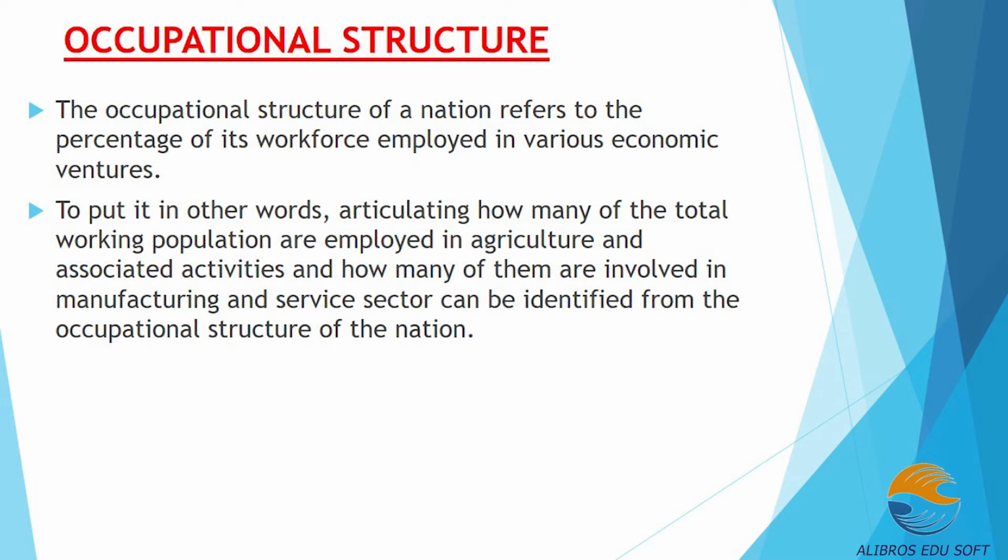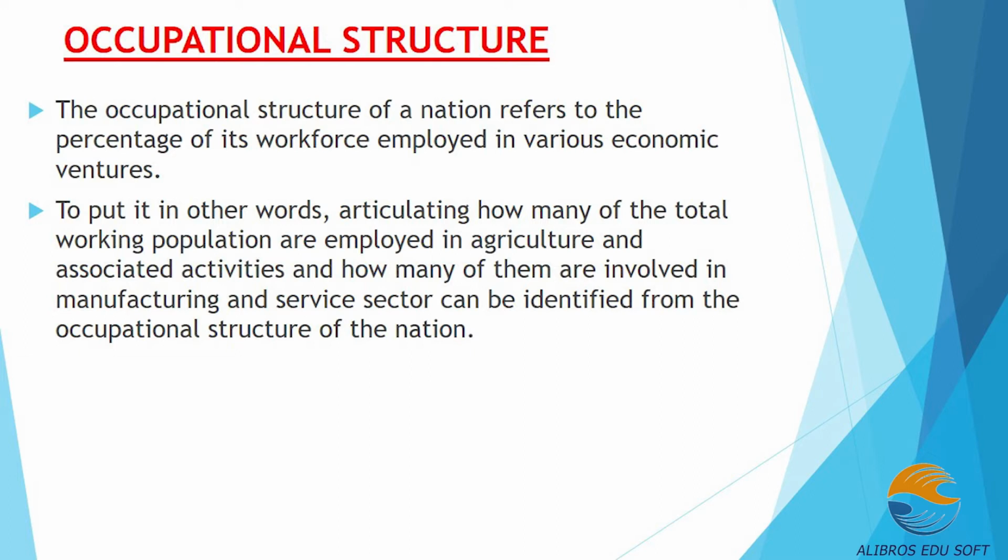To sum it all, we can say that how many of the total working population are employed in each and every sector, which means first in agriculture and the associated activities, and how many of them are involved in manufacturing and other sectors, and also how many are identified from the service sector. So this is what is meant by the occupational structure. As a whole, we'll say that it is the workforce who are employed in the three sectors of the country.